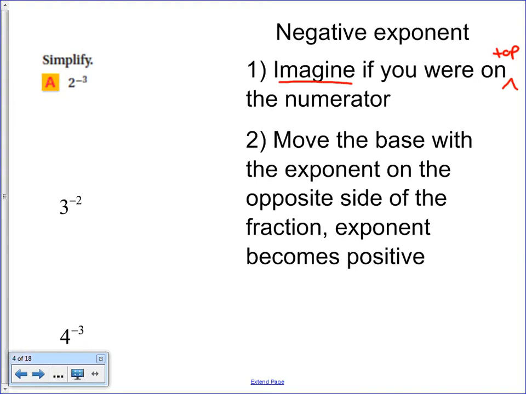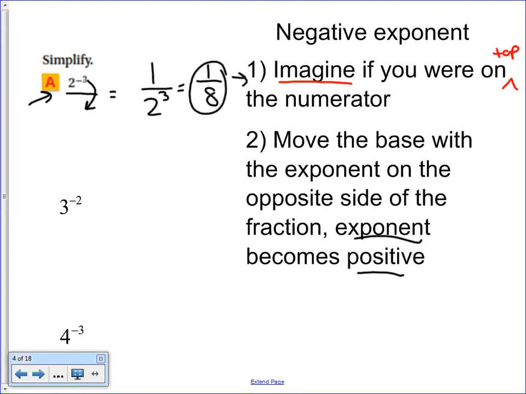So let's just take a look at a problem. Right here we have 2 to the negative third power. So step 1, let's imagine we're on top of the numerator. So imagine you're on top of a fraction, just like that. We're going to move that 2 to the negative third to the bottom, but the exponent becomes positive. So on the bottom, we're going to have 2 to the positive third power. And what's left on the top is just a 1. And then 1 over 2 to the third. 2 to the third is 2 times 2 times 2, which gives me 8. So 1 over 8.